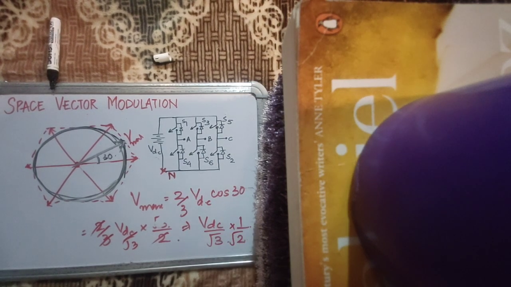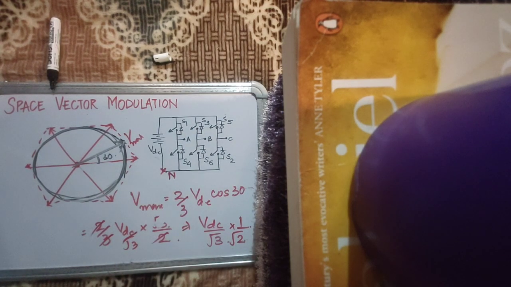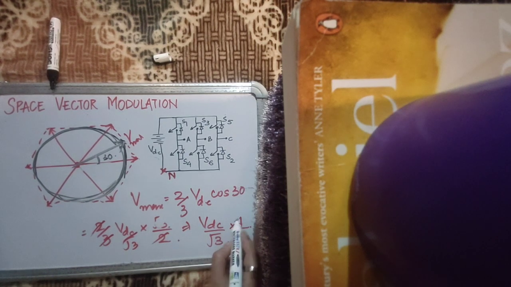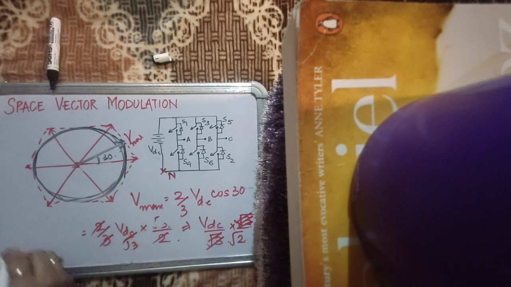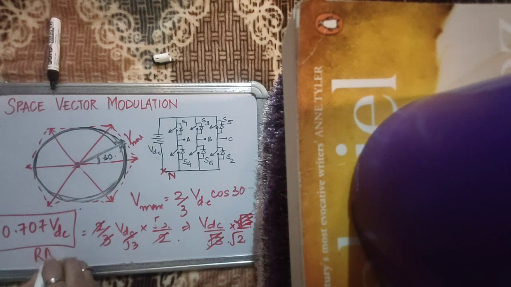Divided by root 2. And we are still dealing with pole voltage because we have made this whole space phasor for the pole voltage. You can construct a space phasor for the line voltage also, that's completely okay. But right now we have made a space phasor for the pole voltage. So for the line voltage, it will simply be multiplied by root 3. So this root 3 goes, this root 3 goes, this becomes VDC by root 2, which is 0.707 times VDC. That is the RMS value of the fundamental component of line voltage.